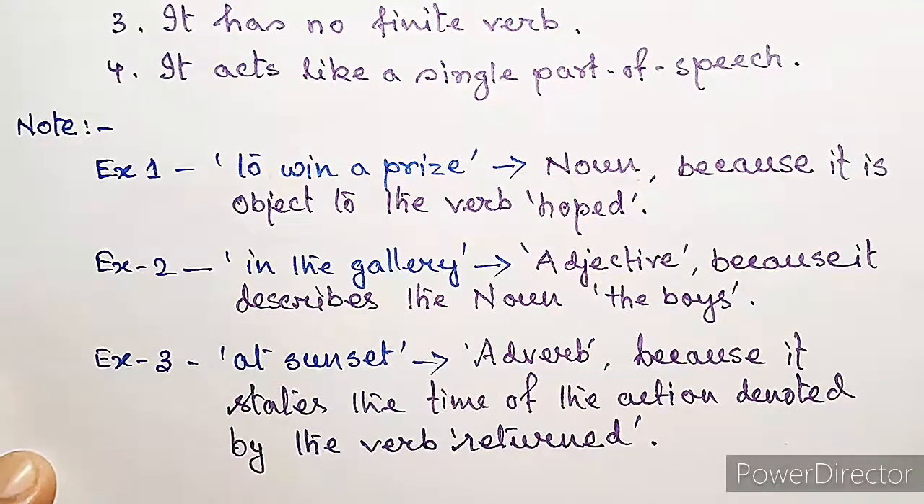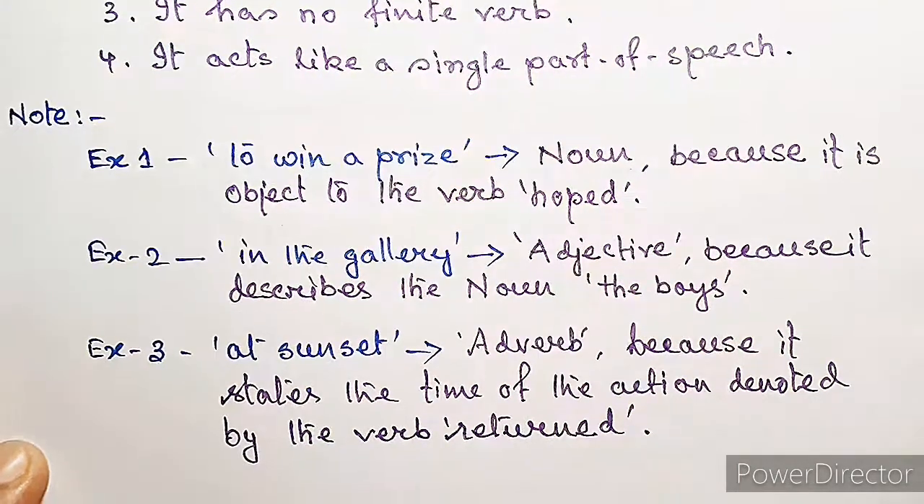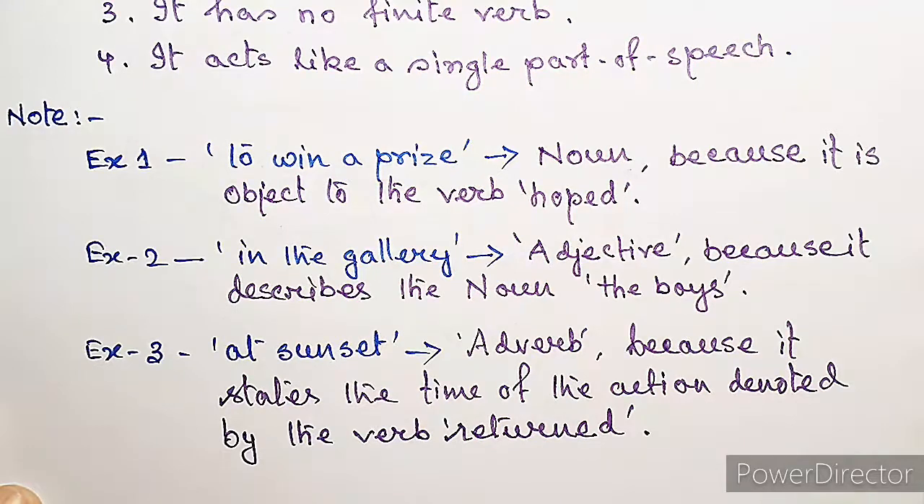Now note, in example 1, the expression to win a prize is used as a noun because it is the object to the verb hoped. In example 2, the expression in the gallery is used here as an adjective because it describes the noun, the boys. In example 3, the expression at sunset is used here as an adverb because it states the time of the action denoted by the verb returned.